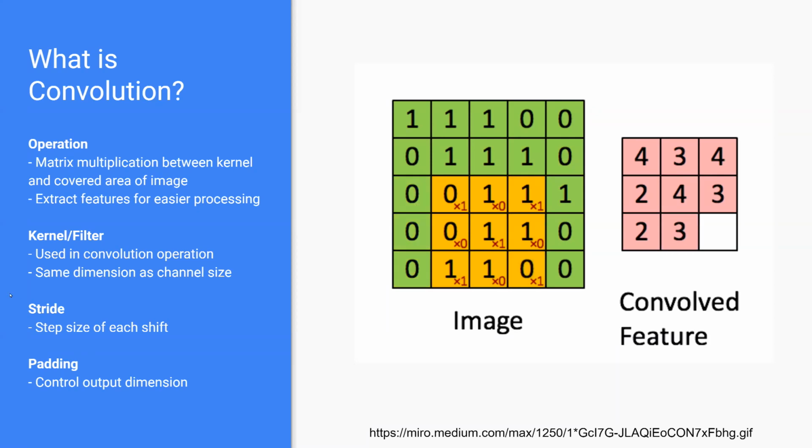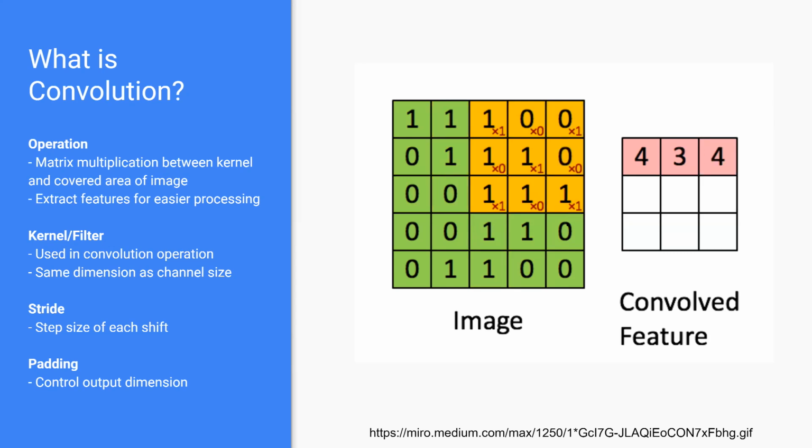And the kernel would have the same dimension as the channel size. What this means is, as we mentioned before, for RGB images you have 3 channels. So accordingly, you would have to have 3 kernels for those 3 channels as well.